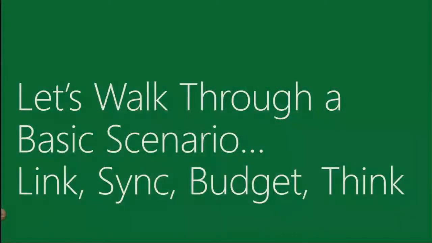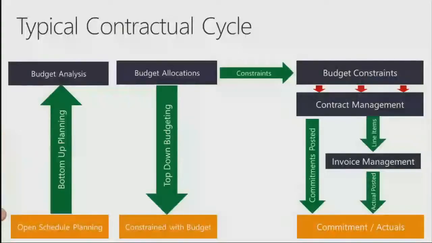So let's walk through a real basic scenario. This is a typical contract cycle. It gets a little complex, but we start with open schedule planning within Project Server, Project Professional. That is pretty much bottom-up planning. Typical organizations request planning details on a yearly basis. This goes into a budget analysis cycle.